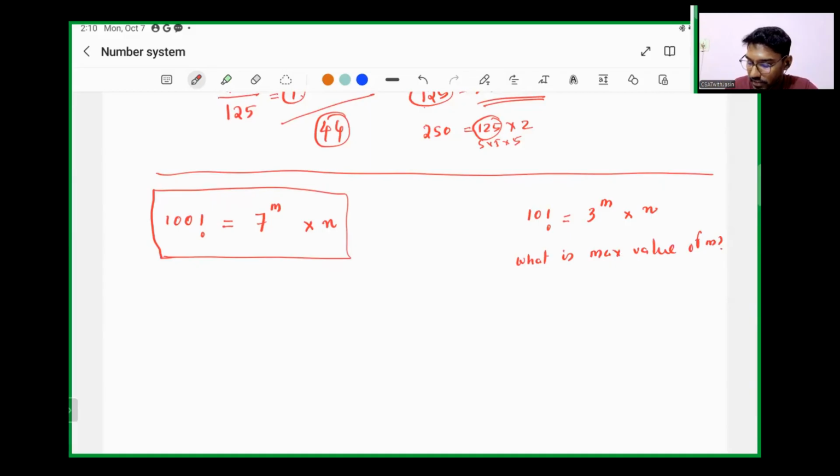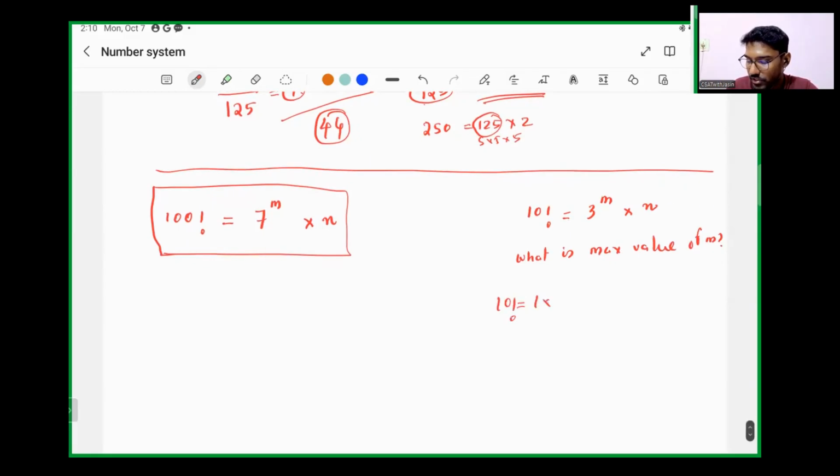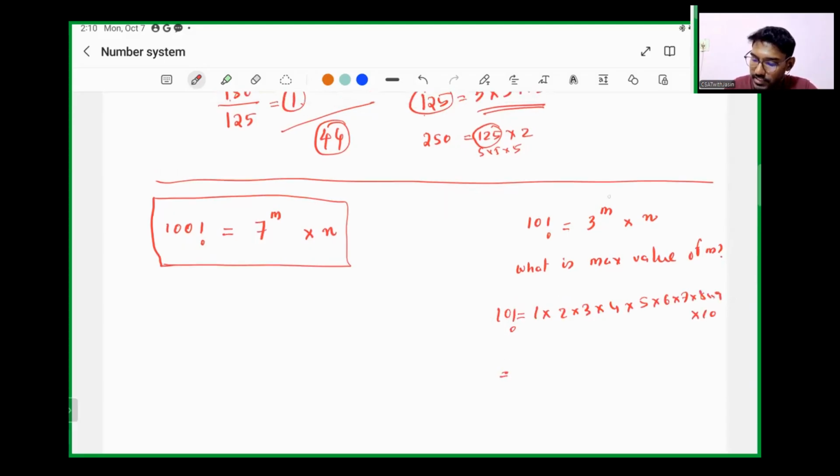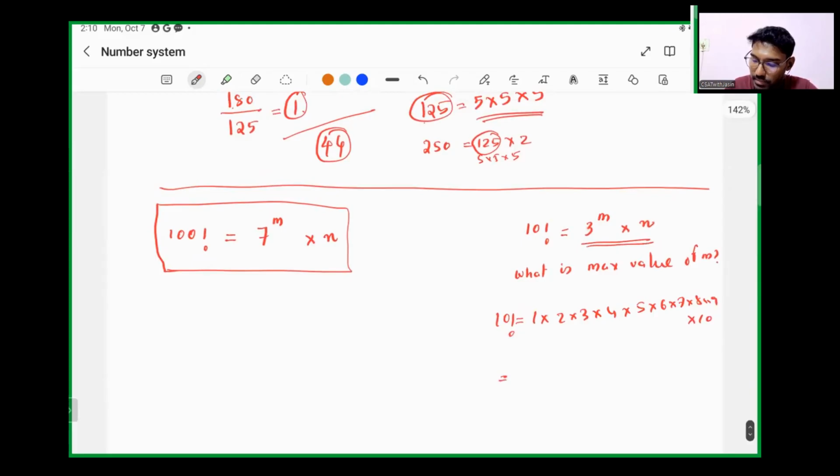So here, you know 10 factorial is equal to 1 into 2 into 3 into 4 into 5 into 6 into 7 into 8 into 9 into 10, right? Now since here it is like 3 raised to m into n, what does 3 raised to m mean? Like 3 squared means 3 into 3. So 3 raised to m means you are multiplying 3, m times. So I am just finding out the number of 3's inside here. So here there is a 3. Okay, I am taking it out.